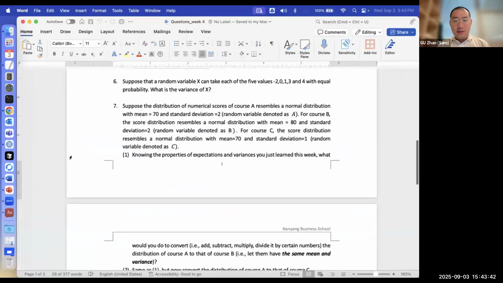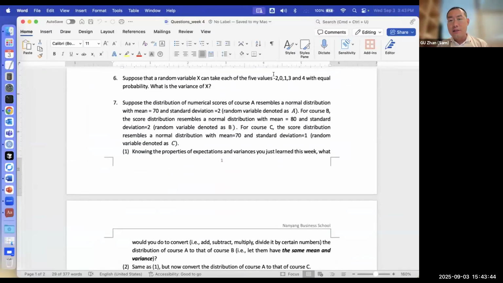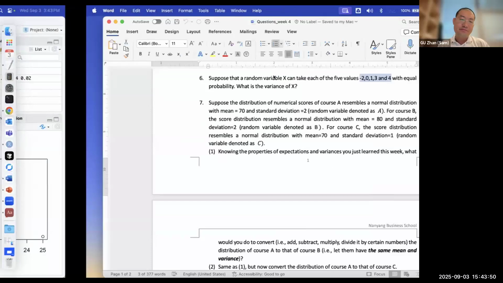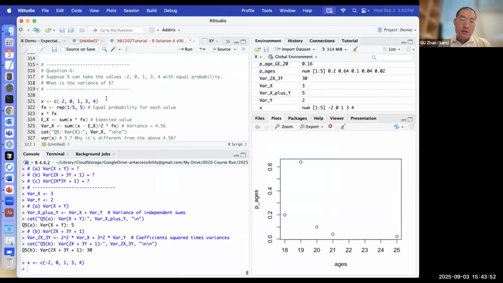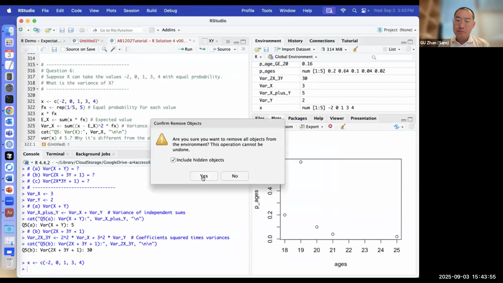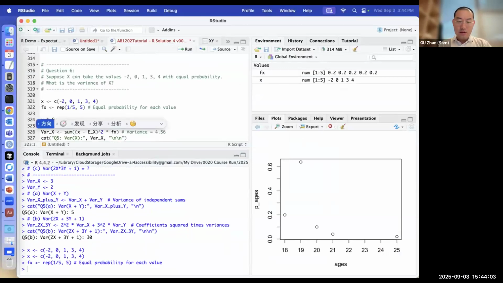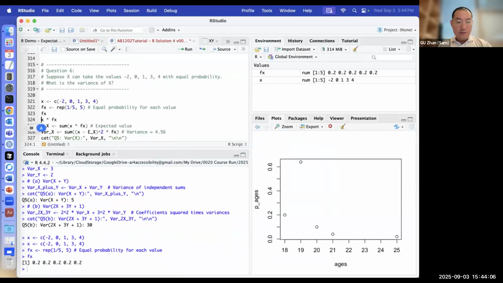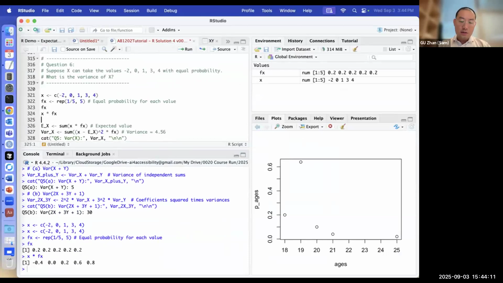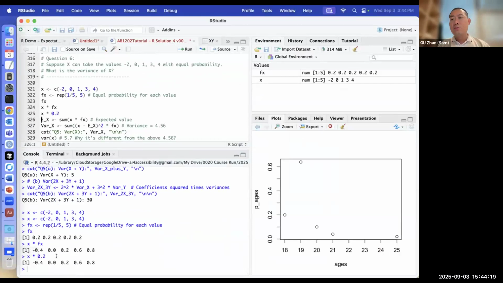Now question 6. Suppose that a random variable can take 5 values. This is again a very straightforward one. Equal probability. Then what is the variance of x? So equal probability, so x is this vector of 5. Then the fx is 0.2. So x times fx, this can also be x times 0.2. You'll get the same value because 0.2 will be reused.